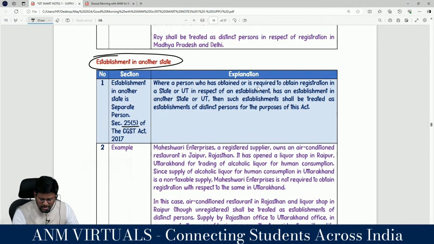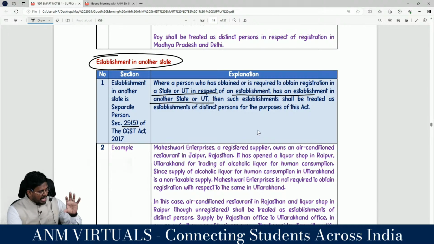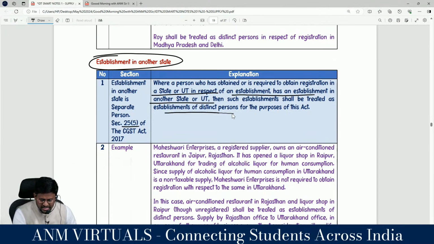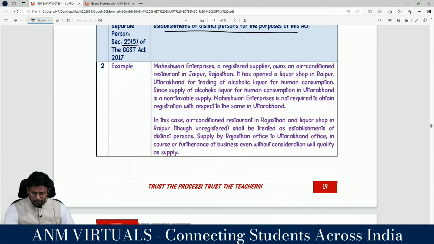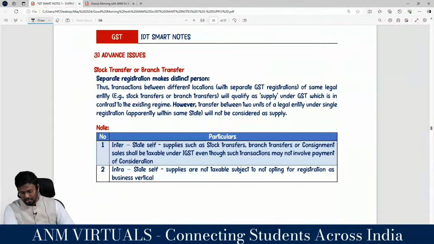Where a person has obtained or is required to obtain registration in a state or territory in respect of an establishment, and the same person has an establishment in another state where he has not taken registration, then such establishment shall be treated as an establishment of a distinct person for the purpose of this Act. Agreed?